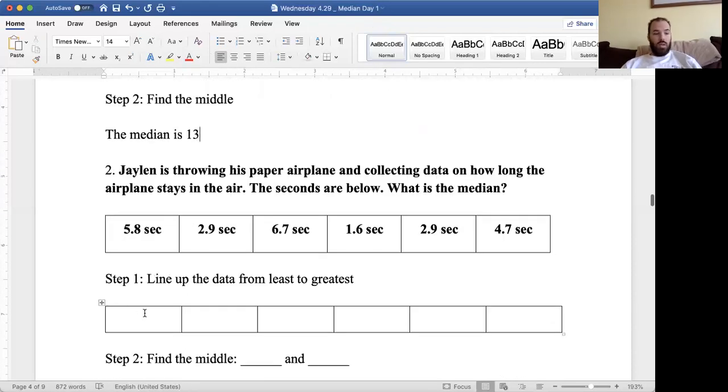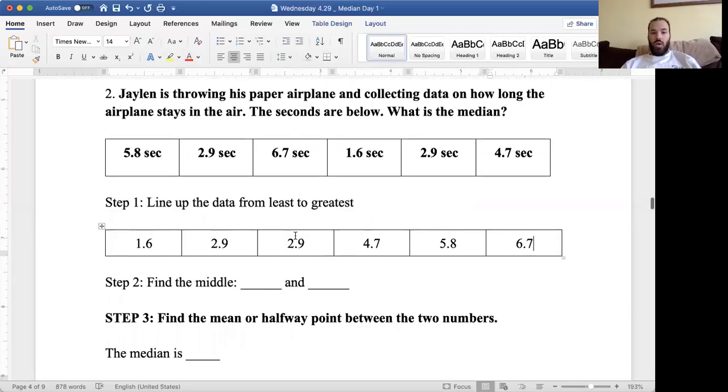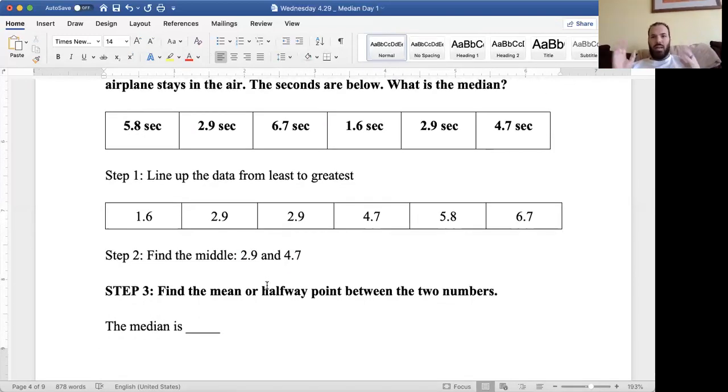Number 2, you're lining up from least to greatest. 1.6, 2.9, 2.9, 4.7, 5.8, 6.7. There's two numbers in the middle, 2.9 and 4.7. In my brain, I don't know what the halfway point of 2.9 and 4.7 is. With odd numbers, it gets a little tricky.